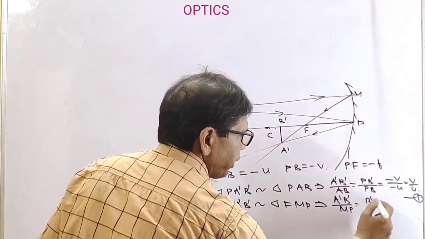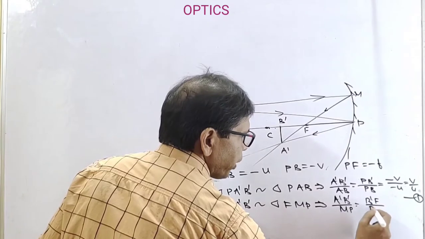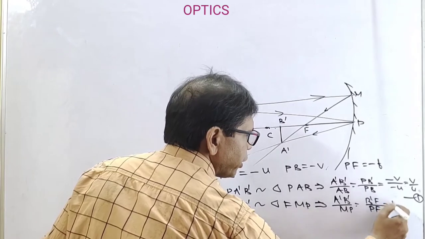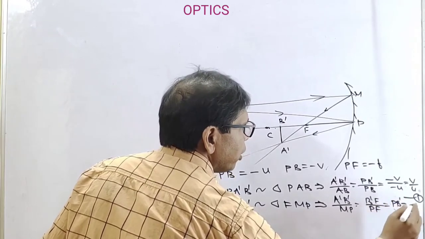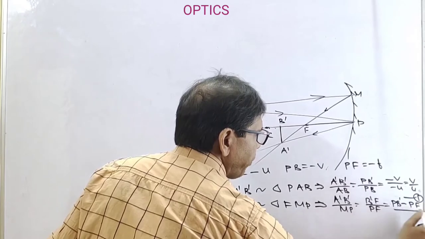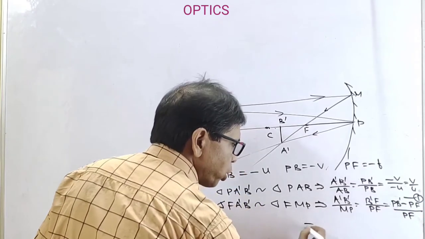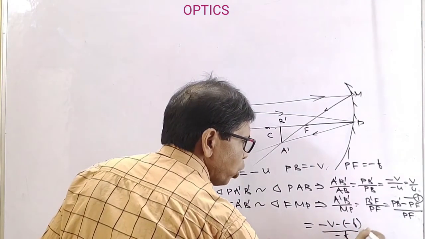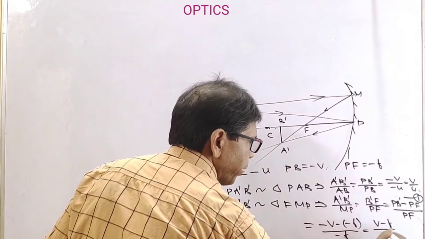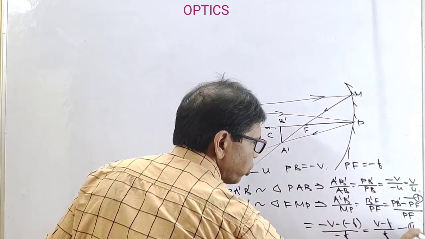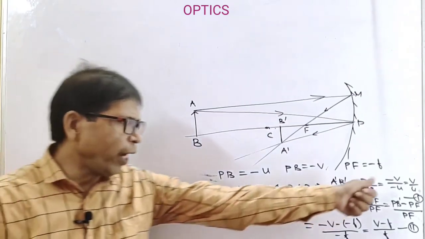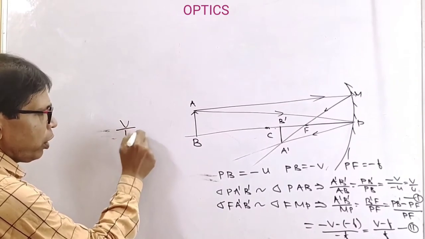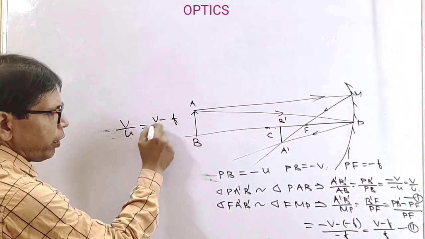Now B'F means PB' minus PF, divided by PF. From this condition, this is minus V, this is minus F, and this is minus F. So we get V minus F divided by F. This is equation number 2. Now from 1 and 2, we get V by U equals V minus F divided by F.